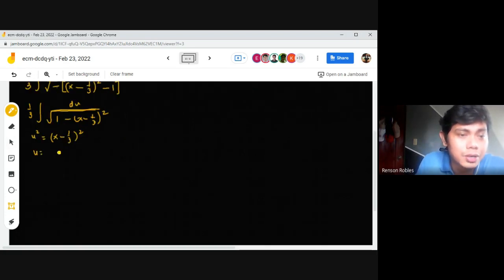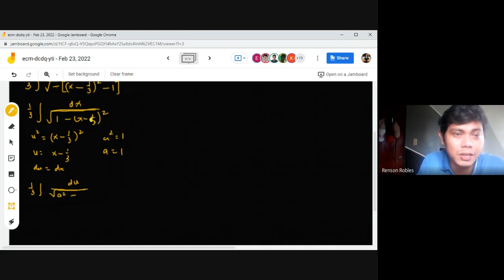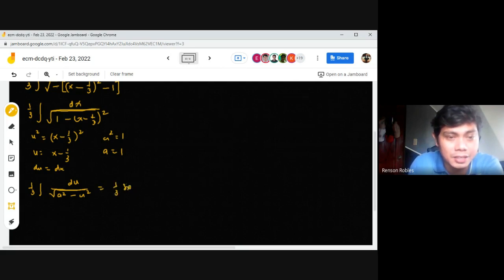And then u is x minus 1/3, and then du is dx. A squared is 1, so a is equal to 1. So you copy 1/3, integral of du. But it's dx, sorry. So it will now become du all over the square root of 1, a squared, minus quantity x minus 1/3 squared, that is your u squared. And that is our arcsine. Then you'll have 1 over 3 arcsine u over a plus c.